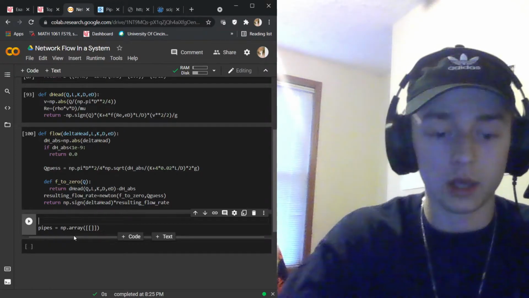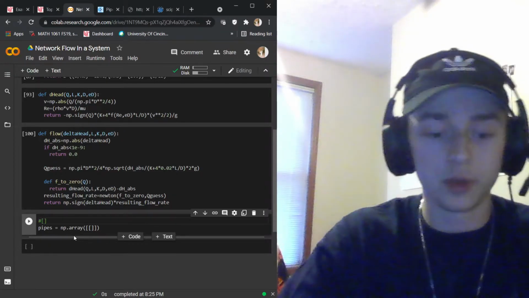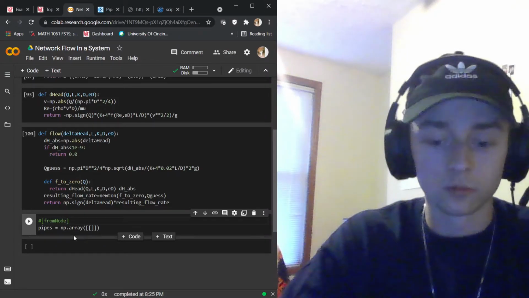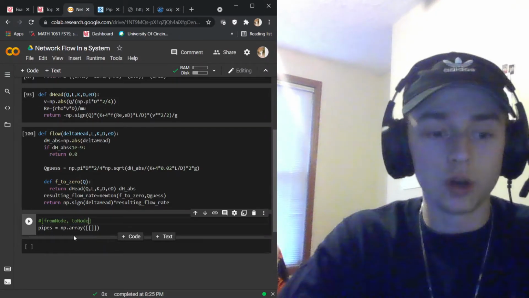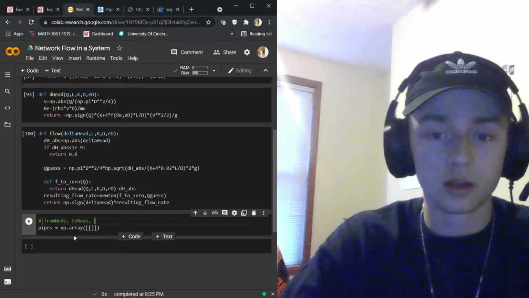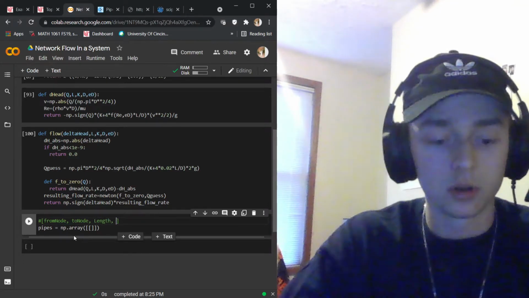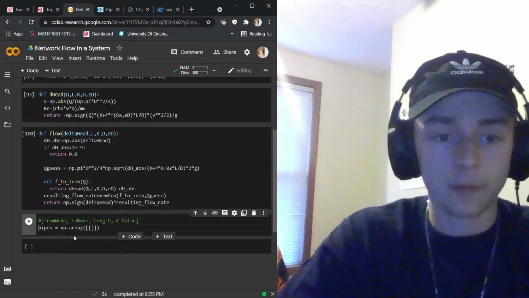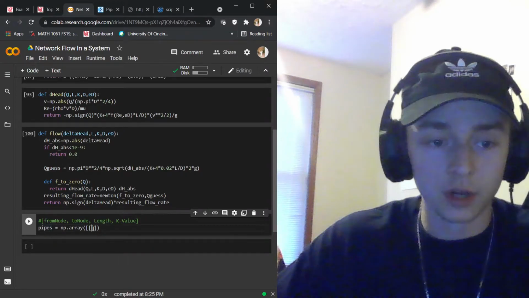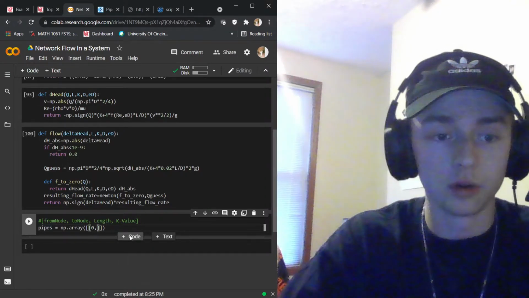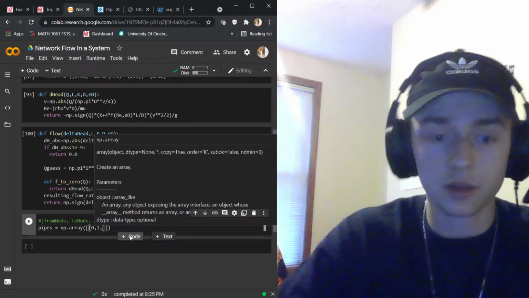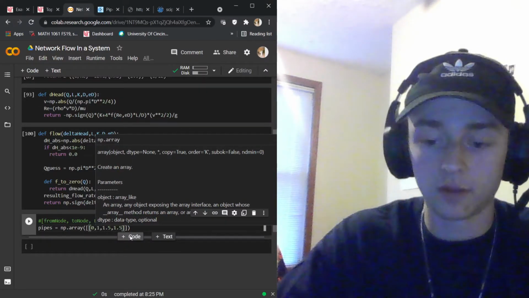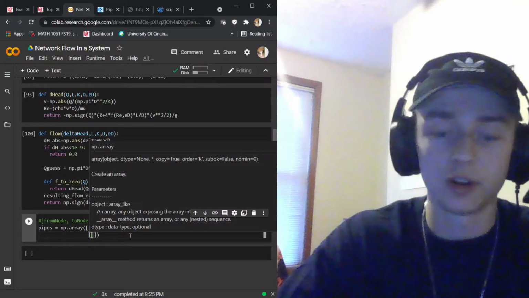Our array will be our from node to the to node with the length and the K value of the pipe. And so we're going to start at node 0, and we're going to say from node 0 to node 1, we have a length of 1.5, and we have a K value of 1.5. We're going to put a comma so we can get ready to set up our next flow.